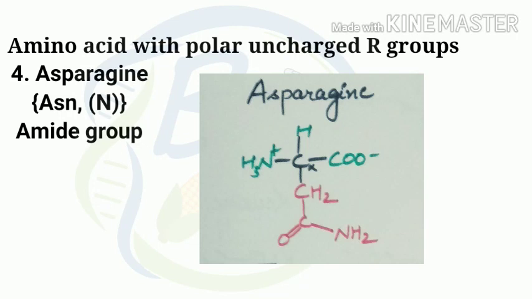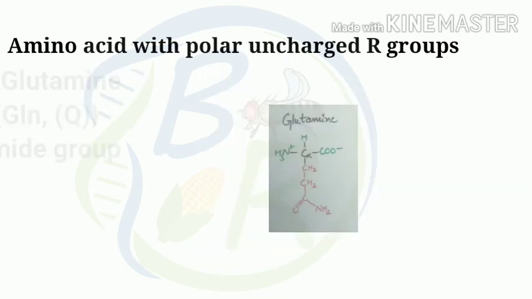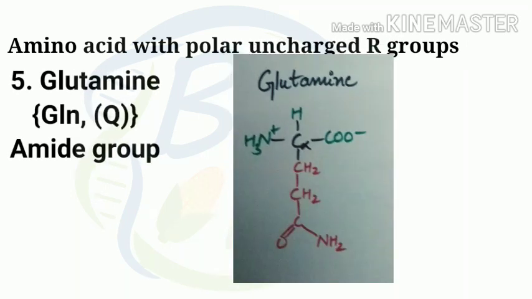Next is asparagine. Asparagine is a hydrophilic amino acid with a terminal amide group, and the same is the case with glutamine. It has a terminal amide group with a 3 carbon chain.